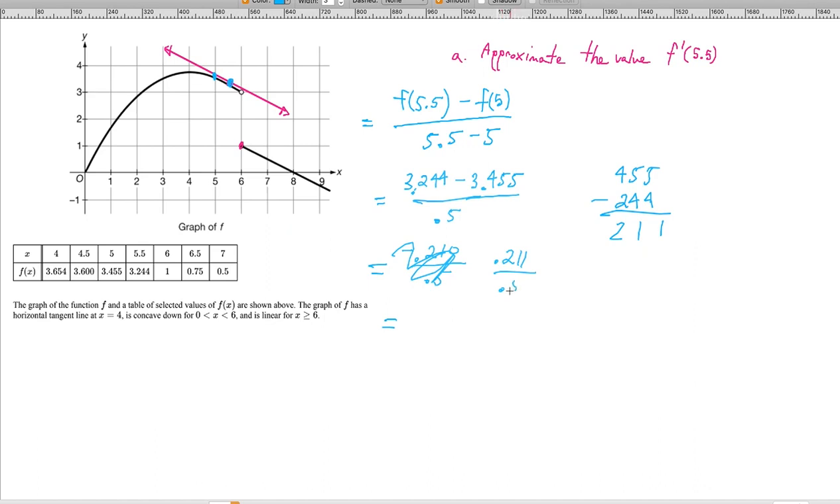It's 0.211 over 0.5. Now this is the same thing as this value times 2, which is 0.422. And it's negative, sorry, I forgot. This one's negative. And this is an approximation of the slope of the tangent line: it is the slope of the secant line joining these two points here.